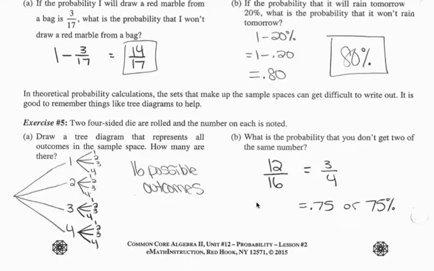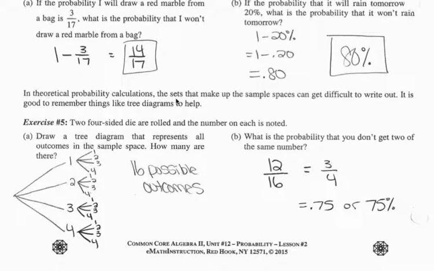In theoretical probability calculations, the sets that make up the sample space can get difficult to write out. It is good to remember things like tree diagrams to help. So in exercise 5, we're going to work with a unique die. We're going to work with 2 4-sided dice. That means instead of having 6 sides, it only has 4. And they are rolled, and the number on each is noted.